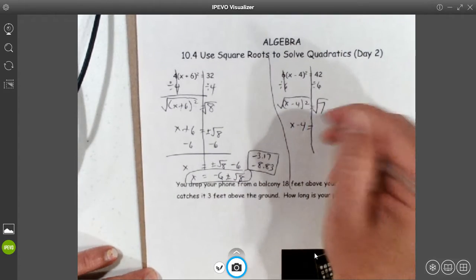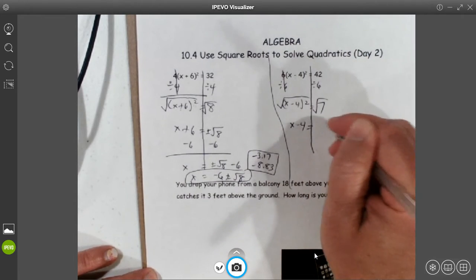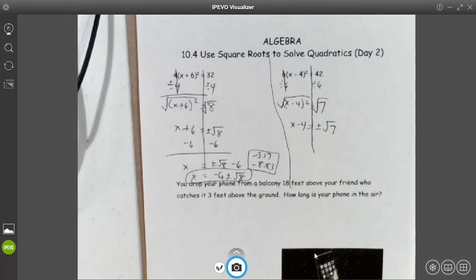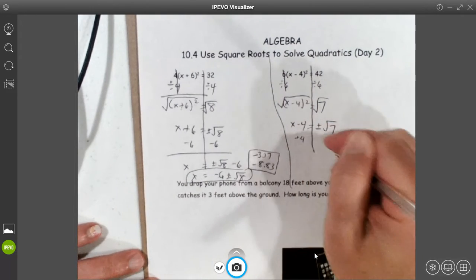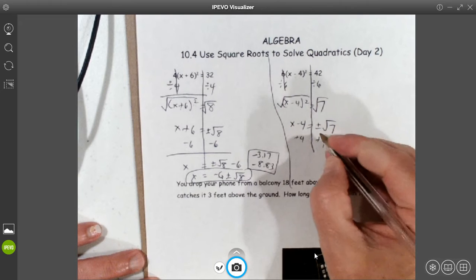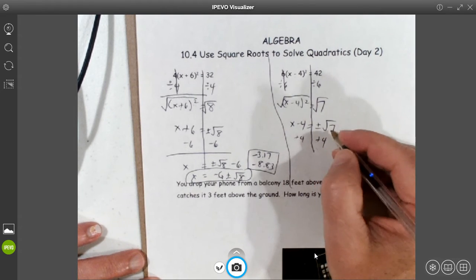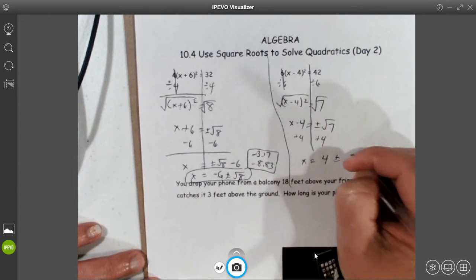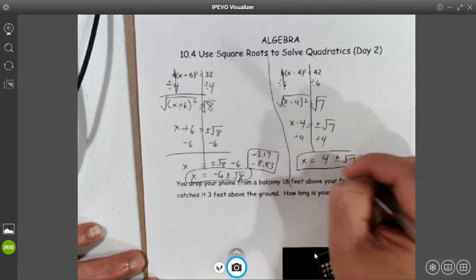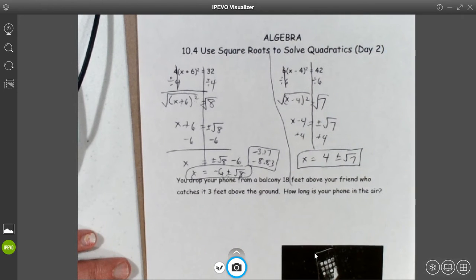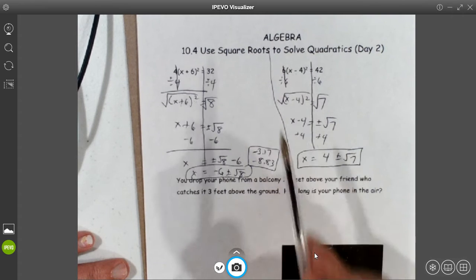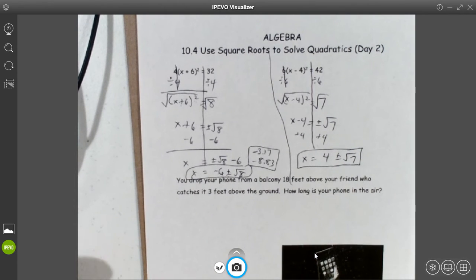And the square root of 7, again, is an irrational number, so I'm just going to leave it as the square root of 7. But don't forget, it's the positive square root of 7 and the negative square root of 7. And then finally, the last thing I want to do is add 4. It's okay to put positive or negative square root of 7 plus 4, but a better answer would be 4 plus or minus the square root of 7. Two irrational numbers are what's going to make this true, using square roots to solve quadratics.